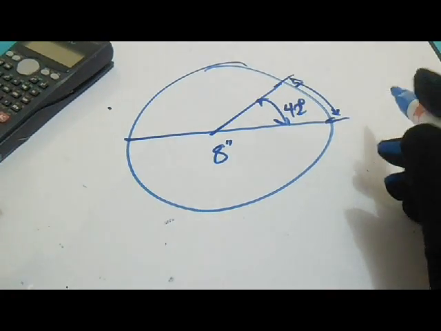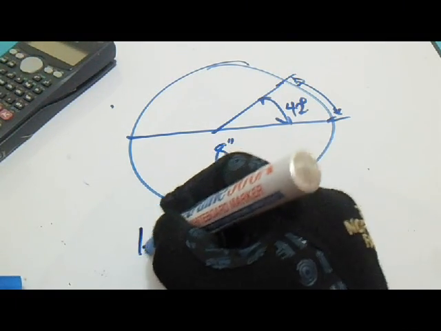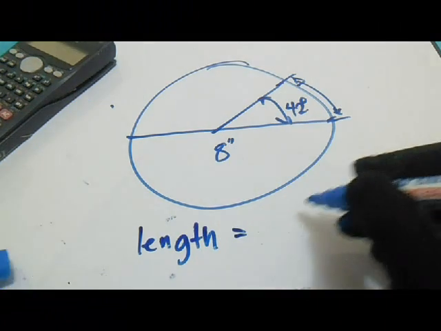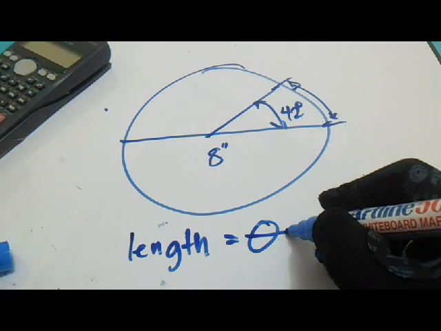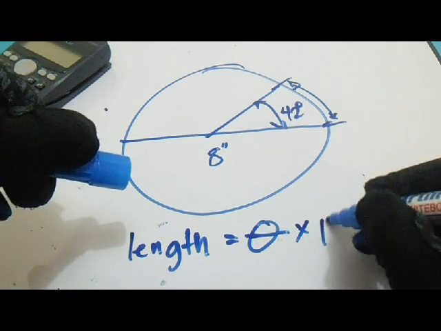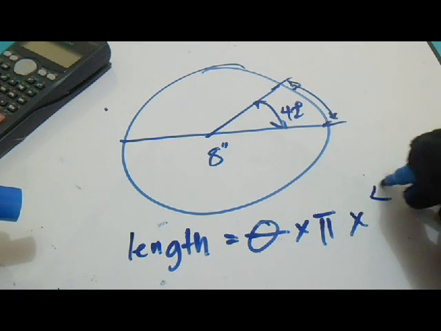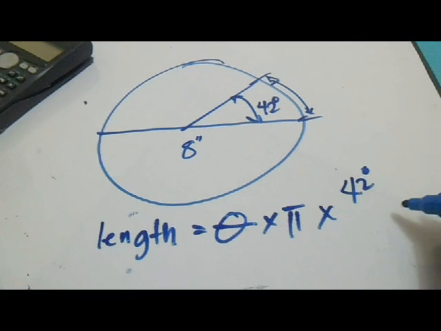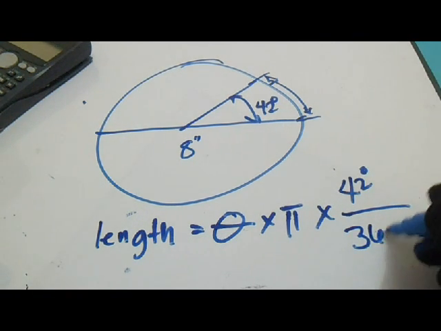So we have a formula. Length equals diameter multiply it to pi times 42. This is 42 degrees, divided to 360.